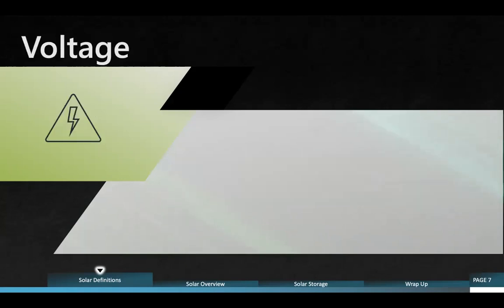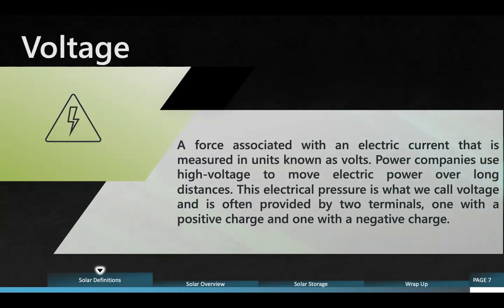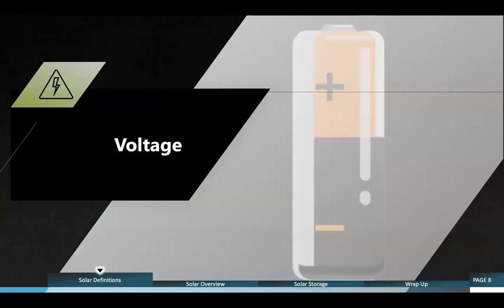First definition is going to be voltage. It's a force associated with electric current that is measured in units known as volts. Power companies use high voltage to move electric power over long distances. This electrical pressure is what we call voltage and is often provided by two terminals, one with a positive charge and one with a negative charge. Where have we seen something like that before? A battery, right? We've all seen a battery before.